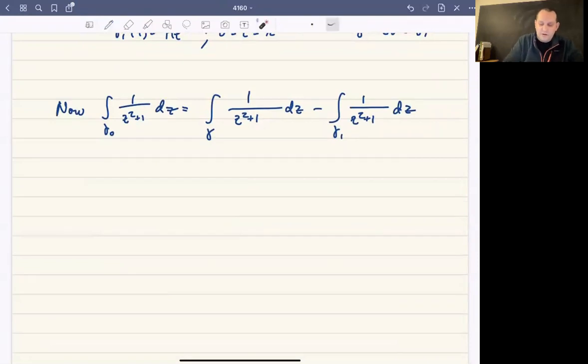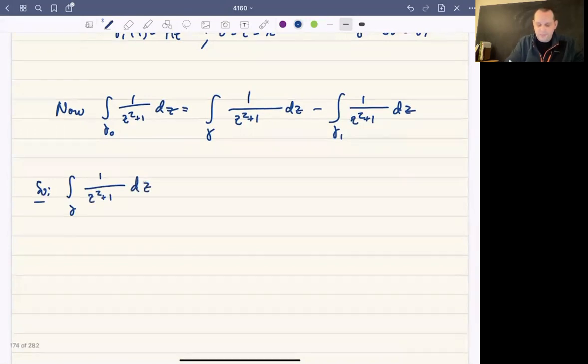Now, this first integral we can evaluate no problem using Cauchy's integral formula. Everything is fine. So for this first integral, this is the easiest one. We're going to have 1 over z squared plus 1 dz. In fact, I think we did something like this. Here we're integrating over gamma, and so we're just going to apply the Cauchy integral formula.